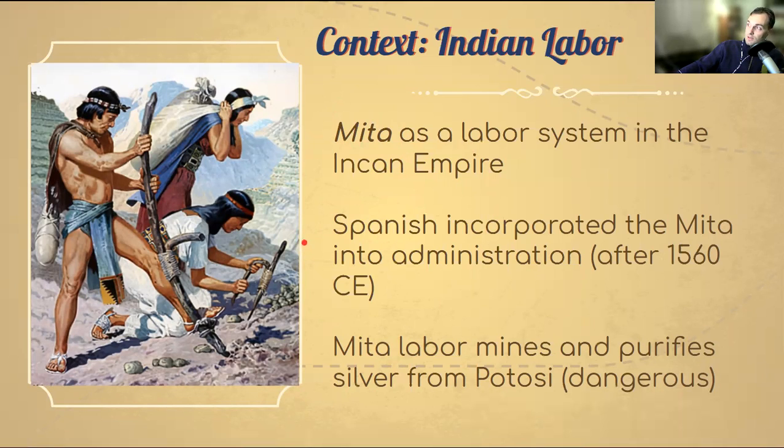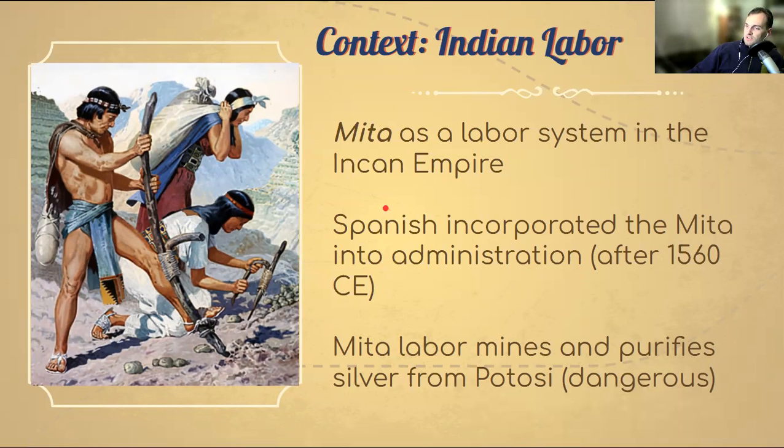Legend has it that one day in 1545 a shepherd was looking for a lost llama, and he climbed up the mountain of Potosi, and he lost his footing, and he grabbed a plant, and the plant ripped out of the ground, and as the dirt fell away, he spotted a vein of pure silver, and that's how the mountain was discovered.